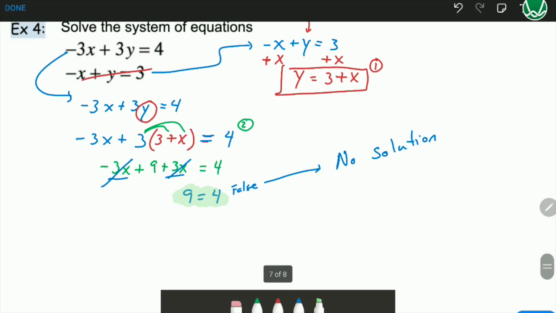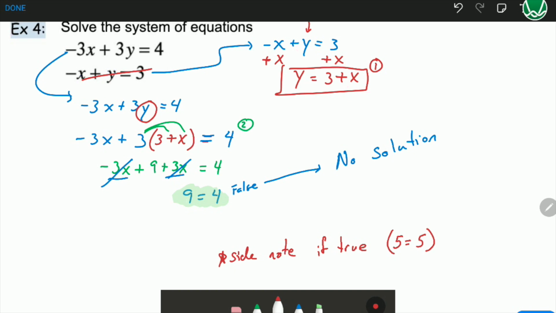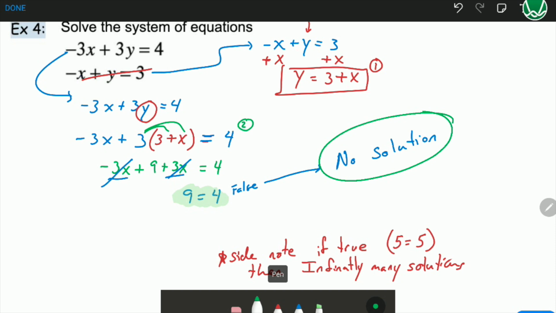And just as a side note, if it was true, for example, 5 equals 5, that would be a true fact, then there are infinitely many solutions. Just as a side note. But for this particular system, there is no solution. There we go. Okay.